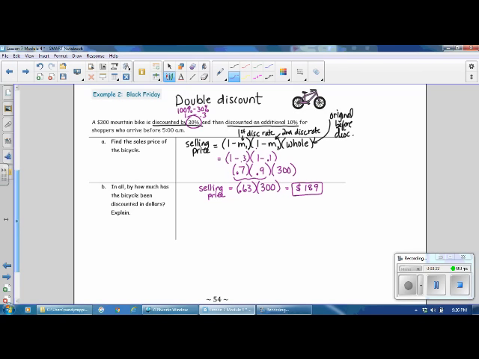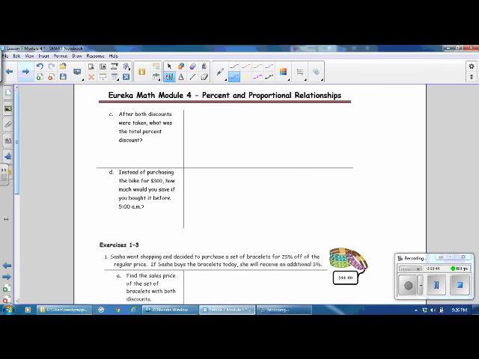In all, by how much has the bicycle been discounted in dollars? So we have $300 originally minus $189, which is the sale price, and that is $111. And that is the amount of discount. Part C. After both discounts were taken, what total percent discount? So in other words, 111 is what percent of 300?